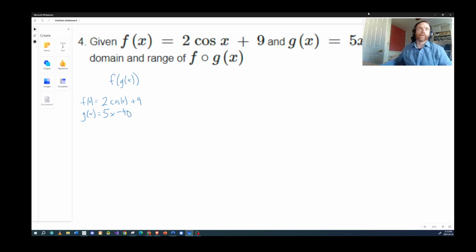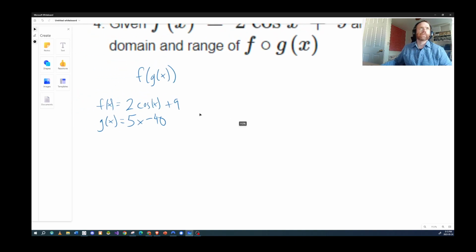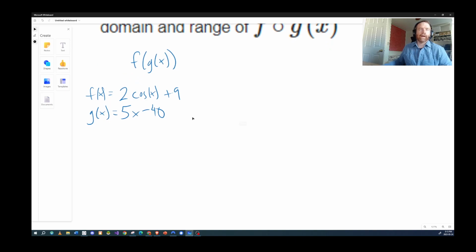Sorry, I'm just going to zoom in a little bit further so my writing is hopefully a bit better. And we're doing f of g of x. So remember, domain is a two-step problem. Number 1, you analyze g's domain. Number 2, f's domain set to g. That's your two-step problem.